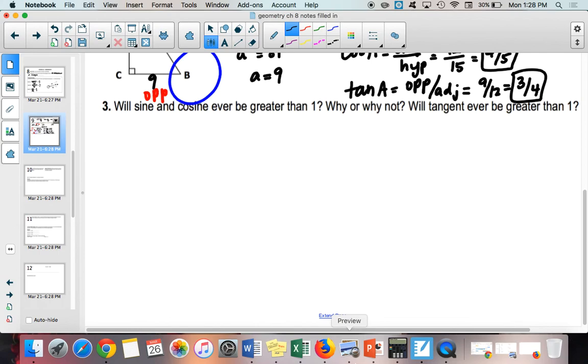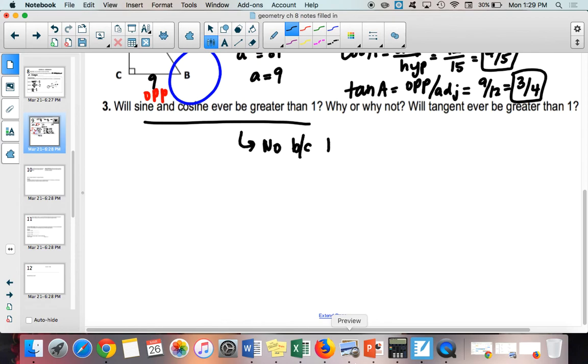Oh, that was terrible. Okay, so will sine and cosine ever be greater than 1? Why or why not? Will tangent ever be greater than 1? Do you think sine can ever be more than 1? The sine of an angle? No. Why? Exactly. It can never be bigger than 1. Sine and cosine are always smaller than 1 because the hypotenuse is always the denominator, right? She said the opposite side, or the adjacent side if you're talking about cosine, will never be bigger than the hypotenuse, right?